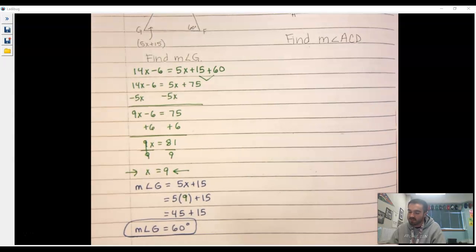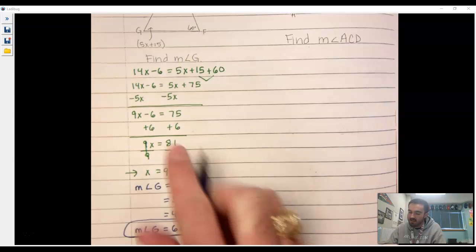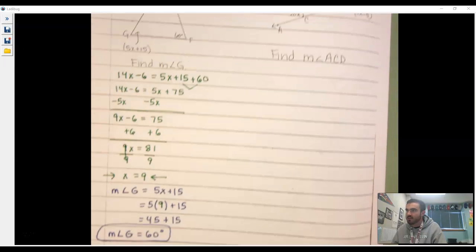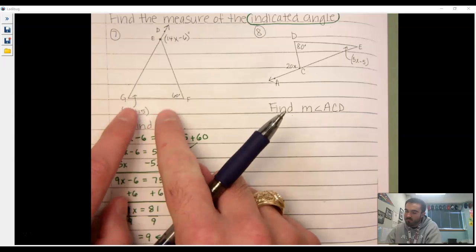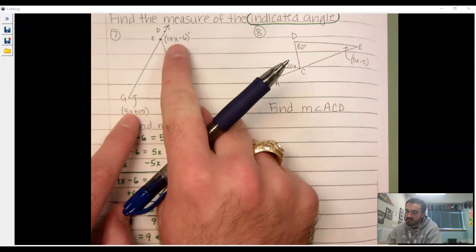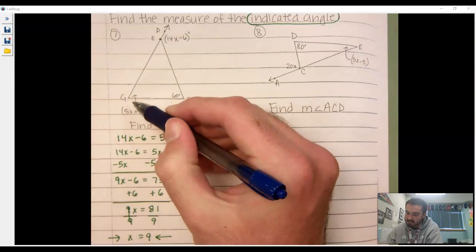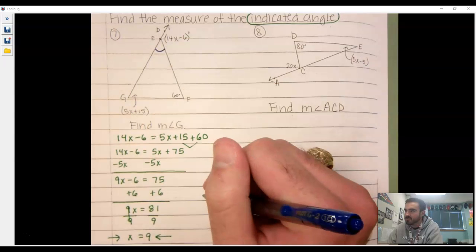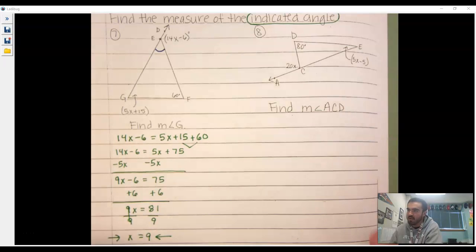We did it. So we solved for x. We plugged in x to angle G and got 60 degrees. Now, if we checked our work here, if we found that this plus this would be 180, and if we found that 60 plus 60 plus this angle should all equal 180 degrees as well. So that would be a way that we could check our work. I'll do that on number 8.